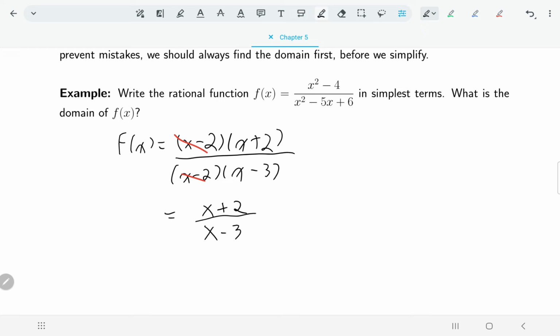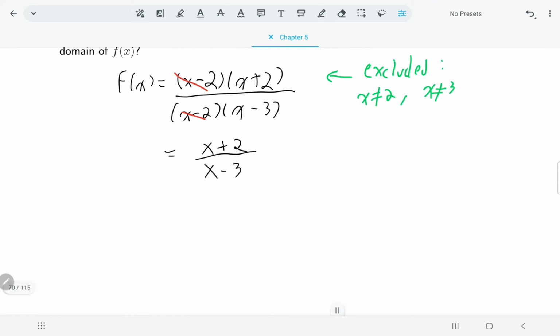which means f of x in simplest terms should just be x plus 2 over x minus 3. Now, if we're looking at the f of x on this line, you can see that there are two excluded values. X could not be 2 because that would have made the denominator 0, and also x could not be 3 because that would have also made the denominator 0. Even though the x minus 2 got factored out, 2 still remains an excluded value. So even though it looks like it should be fine to put in a value of 2 for x, the fact remains it's still excluded, even though the x minus 2's got cancelled.